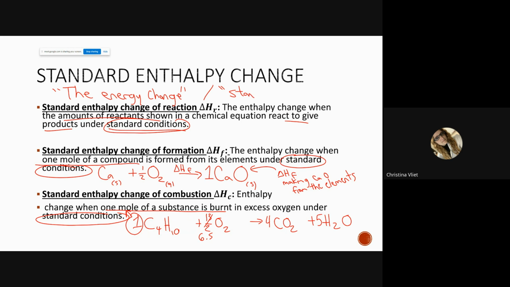Standard conditions. So what actually changes in the definitions? The amount of each. For reaction, you've got to know it's just reactants to products. For formation, you've got to know it's elements in their standard state to 1 mole of a compound. And for combustion, it is 1 mole of a substance, some kind of compound that you're burning to make the carbon dioxide and water. They do expect you to note that it's excess oxygen. Why is that important in the definition?